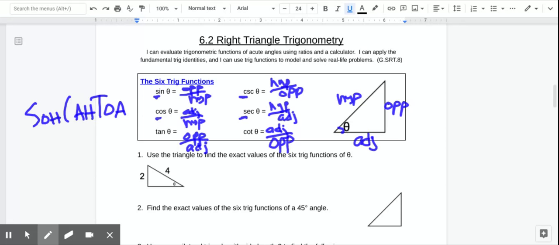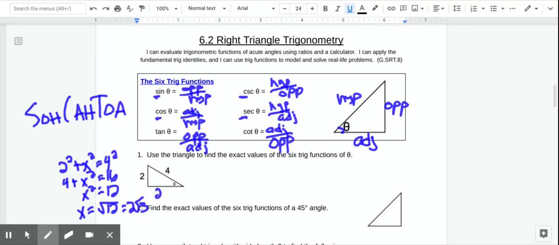So we want to use this triangle to find the exact values of the 6 trig functions. We're going to do tons and tons of stuff with exact values, so get used to that. Now, in order to do this, we need this third side. So we're just going to use the Pythagorean theorem real quick. 2 squared plus x squared equals 4 squared. So we get x squared equals 12. So x is going to be the square root of 12, which we can simplify further into 2 root 3. Okay, so this side of the triangle is 2 root 3.